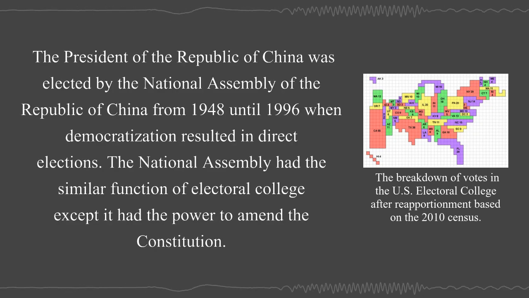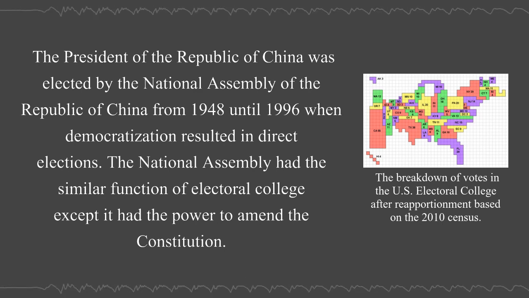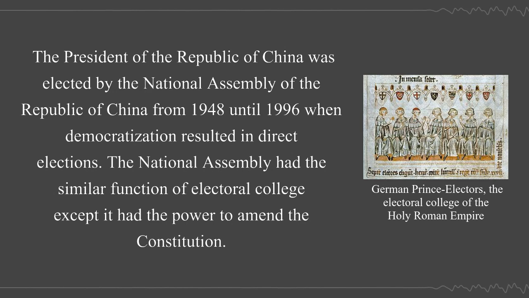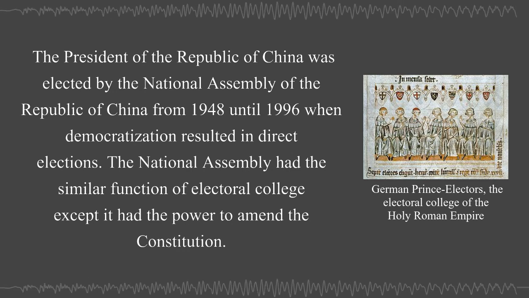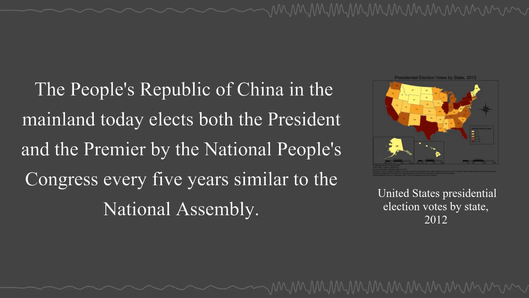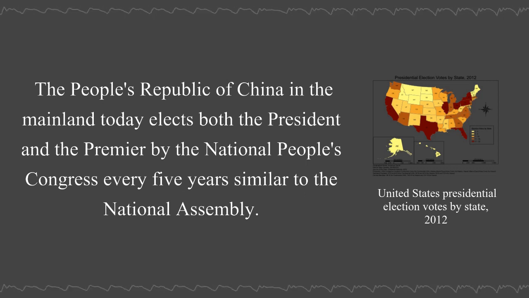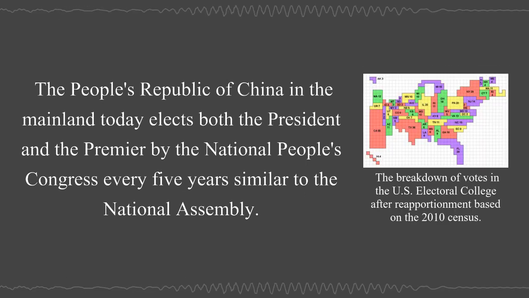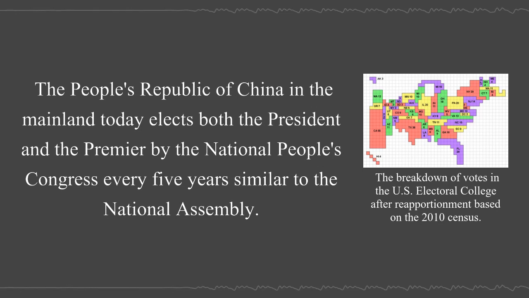The President of the Republic of China was elected by the National Assembly of the Republic of China from 1948 until 1996, when democratization resulted in direct elections. The National Assembly had the similar function of electoral college, except it had the power to amend the Constitution. The People's Republic of China in the mainland today elects both the President and the Premier by the National People's Congress every 5 years, similar to the National Assembly.